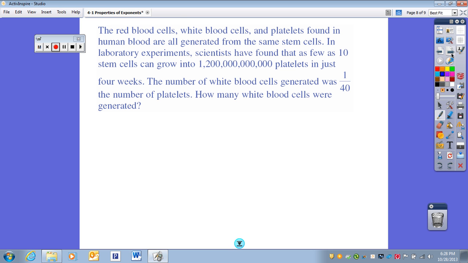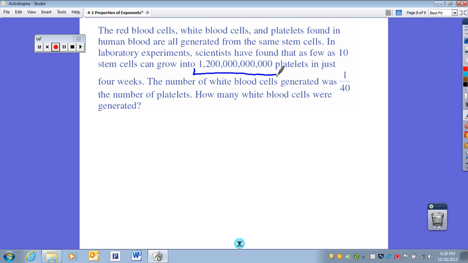Now we'll use this in a practical application of scientific notation. The red blood cells, white blood cells, and platelets found in human blood are all generated from the same stem cells. In laboratory experiments, scientists have found that as few as 10 stem cells can grow into this very large number, 1,200,000,000,000,000,000 platelets. I'd like to take that number and put it into scientific notation. That's going to be 1.2 times 10 to the 12th power.